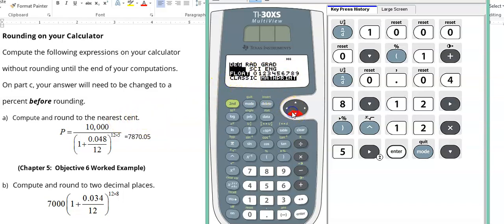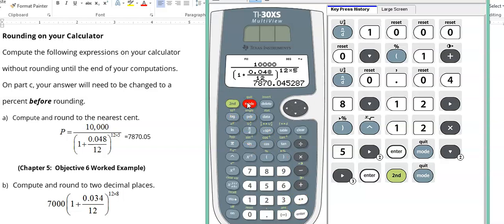So if you want to check this, I'm going to go over to 2, hit enter. Now I'm going to hit second quit to go back to the main screen. And now I'm actually just going to hit enter and have it simplify this expression. And notice this matches up.